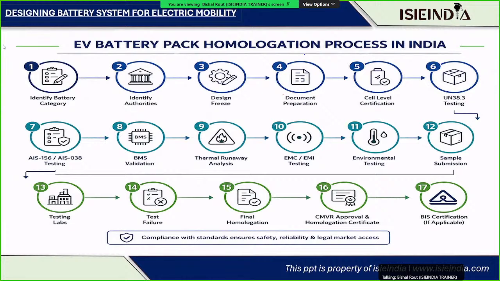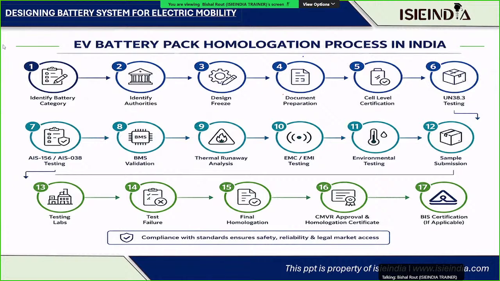Then we have thermal cycling, where temperature resistance must be checked, as well as vibration, shock, external short circuit, impact or crush, overcharge, and forced discharge. All those things are properly checked. For example, suppose you are shipping a battery from China to India without UN 38.3, customs clearance may fail. Customs will not allow you to ship that. Those who want to do this business can go for this.